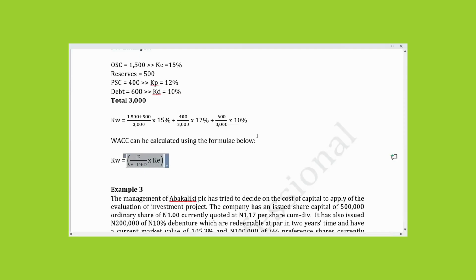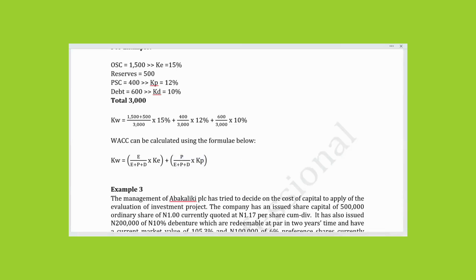Okay, so I will do the same thing for preference share. Value of preference share, P, multiplied by value of preference share divided by equity plus preference plus debt, multiplied by cost of preference share.